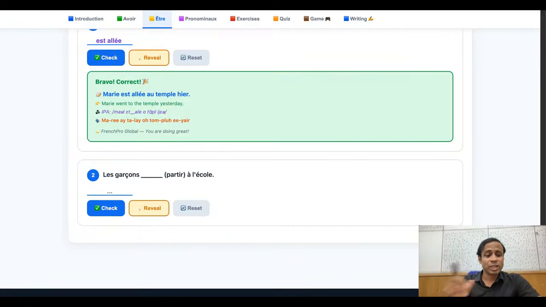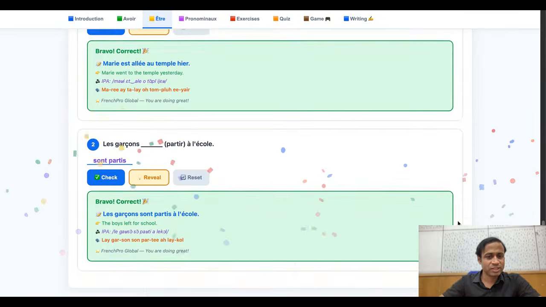Les garçons. Sahiba, you have written les garçons est parti. When the subject is plural, then you have to use the plural form of être. S-O-N-T. Because subject is plural. Les garçons. Here we are talking about third person plural number. The boys. So here we have to use sont. P-A-R-T-I-S. Les garçons sont partis à l'école. Now check the answer. Yes. This is fine now. Les garçons sont partis à l'école. I hope this is clear.